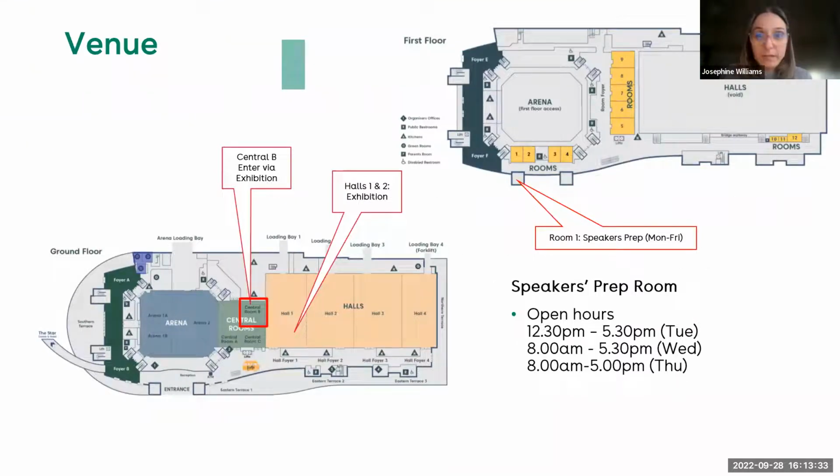A sneak peek at the venue. This is the Gold Coast Convention Center, and we will be using most of the ground floor. So you can see on the bottom left corner of the screen that Central B will be the room we have all of the 15-minute presentations. And to enter this room, you actually have to enter via the exhibition hall. So halls 1 and 2 will be where we have our expo, and from there is the entrance to Central B. And then on first floor, which is in the top right of the screen, you will see the speaker's preparation room or speaker's room, and that's room number 1.